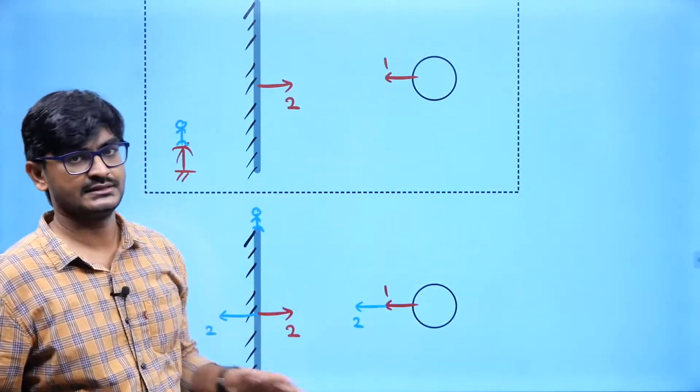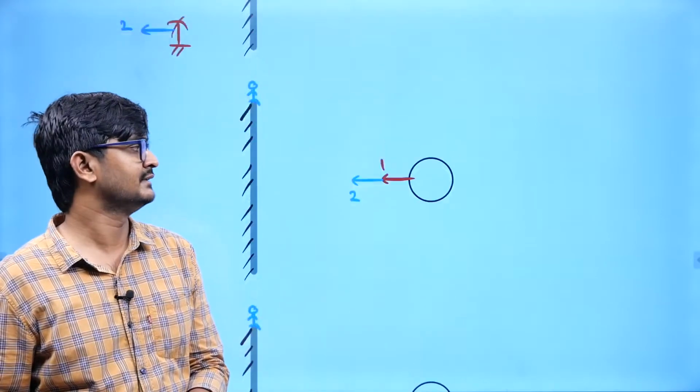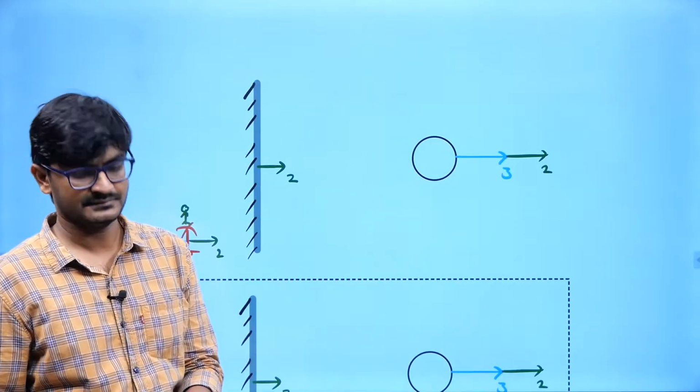Velocity of approach is 3. Yes, whatever we have done is right. Velocity of approach equal to velocity of separation, right.